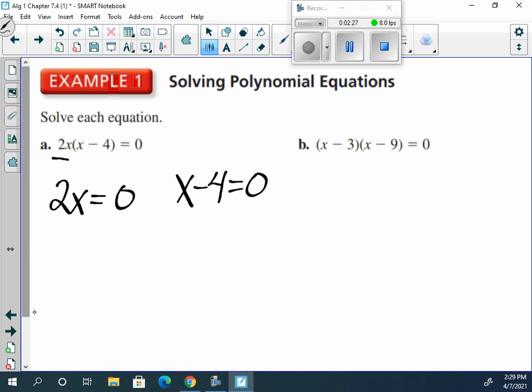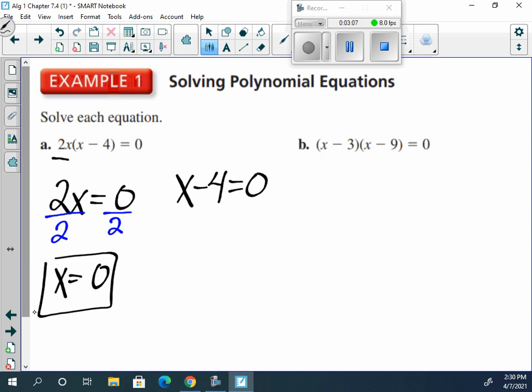And now we can solve. So we can start off with the 2x. So what can I do to solve for the value of x? We would divide both sides by 2. And 2x divided by 2 would be x. And 0 divided by 2 is 0. So one of the values for this here would be x is equal to 0.